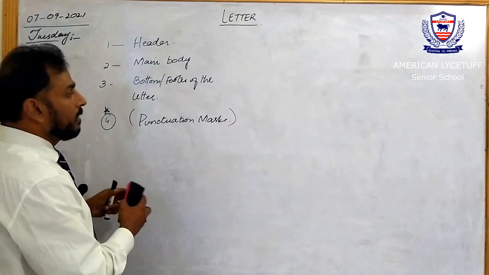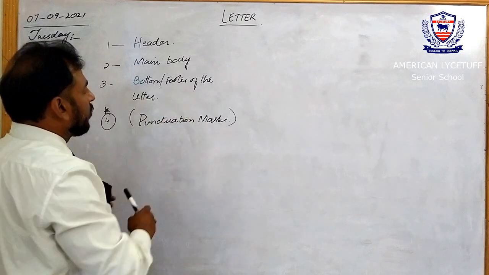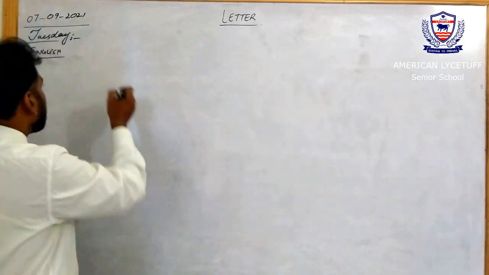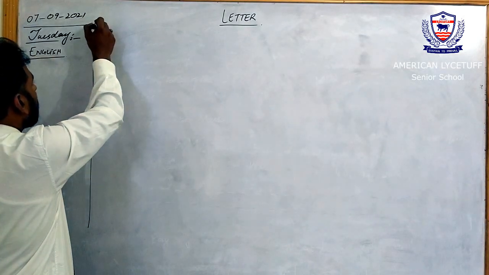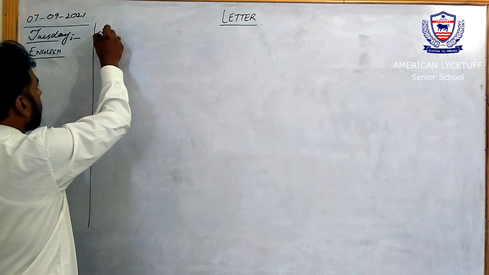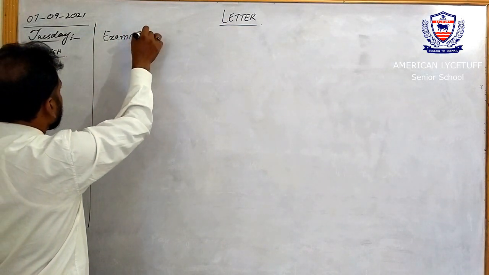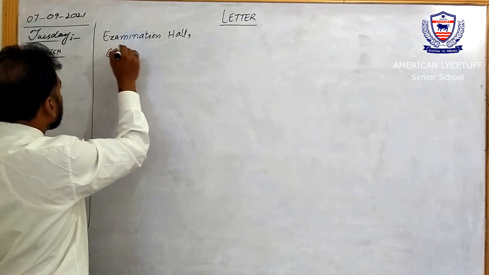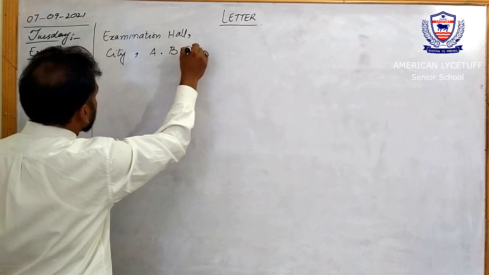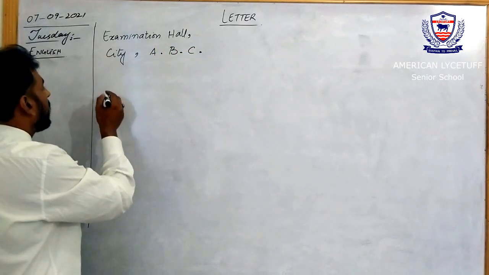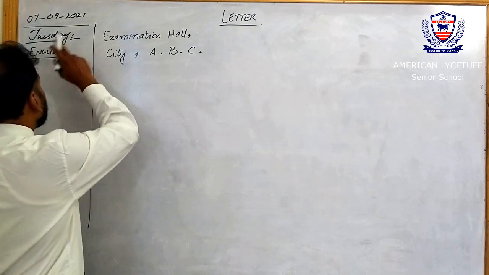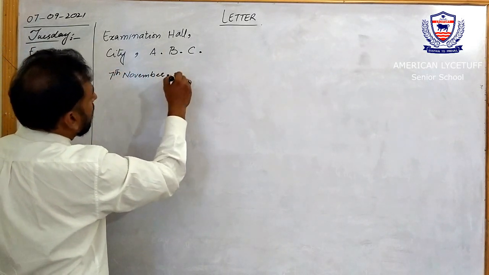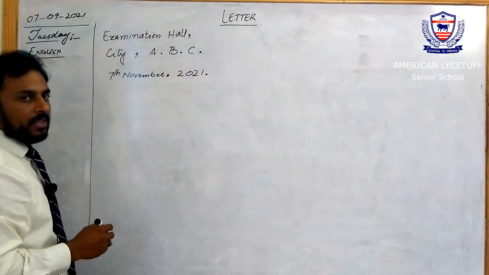So how can we draw the header, main body, and the footer or the bottom of the letter? Just have a glance at the board. We will start like this. If this is a page, we will start from the top of the page and the extreme left of the page. Examination hall, comma, city, comma, A full stop, B full stop, and C full stop. The next, third line is the date: 7th November, comma, 2021 full stop. These are the 3 lines.